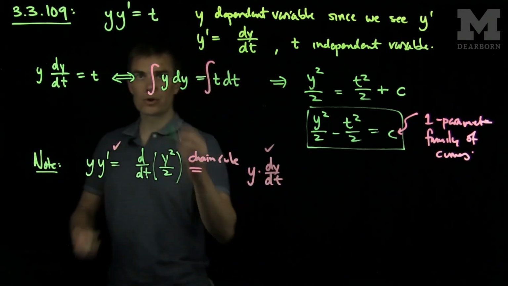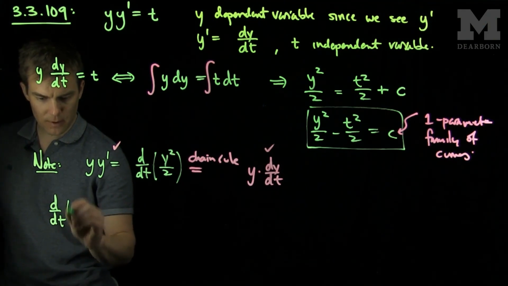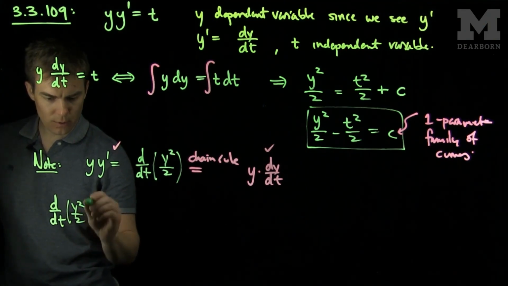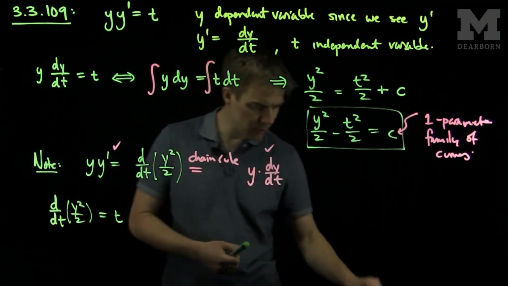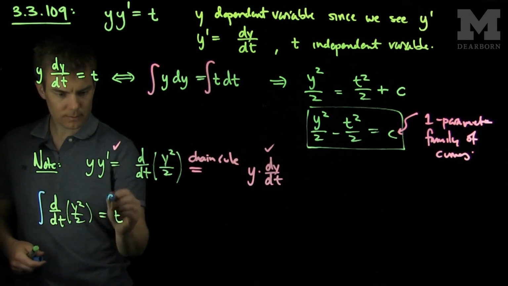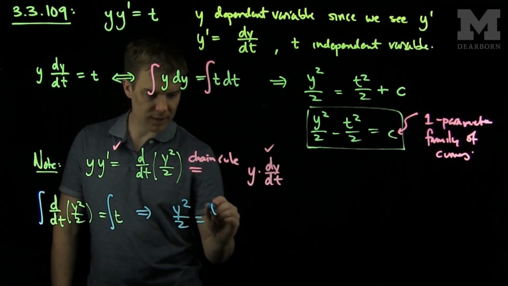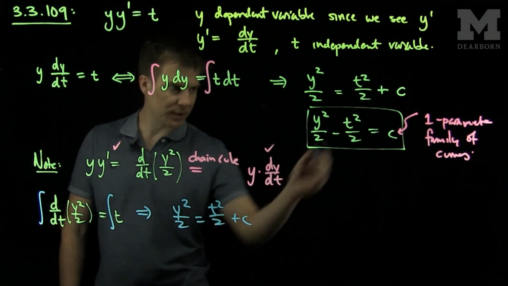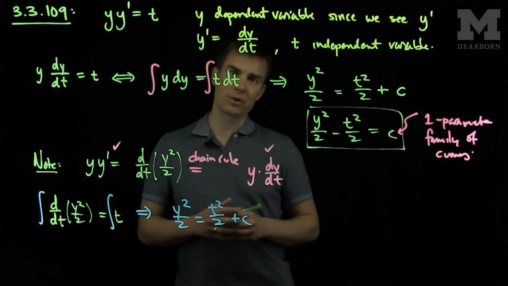So our differential equation could have been written as the derivative with respect to t of y squared over 2 is equal to t. And now this is an even easier equation. We can simply just integrate both sides, and we will get y squared over 2 is equal to t squared over 2 plus c, which is exactly what we found from the previous method of separation of variables.